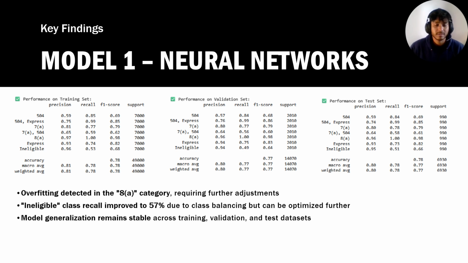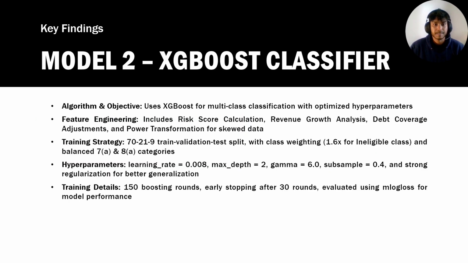And these were the results we got. We detected that there was a slight overfitting in the 504 category, which required further adjustments. But in case of the ineligible class, the recall improved by 57%, and the model generalization often remained stable across training, validation, and test data sets.